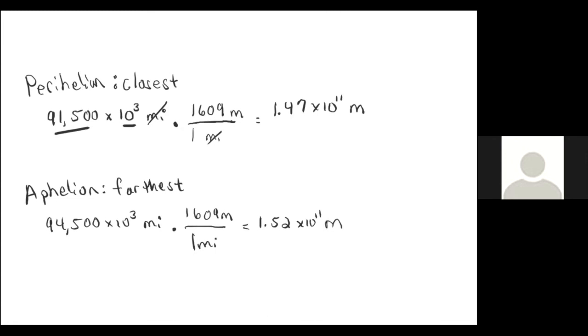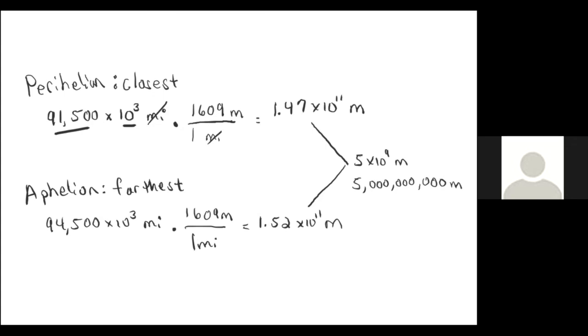So the difference between these two, if I subtract the distance we are away from the sun at perihelion from the distance we are away from the sun at aphelion, is 5 times 10 to the 9 meters. And that's the same thing as 5 billion meters. There's a distance of 5 billion meters between when our Earth is at its closest approach to the sun and its furthest approach from the sun.